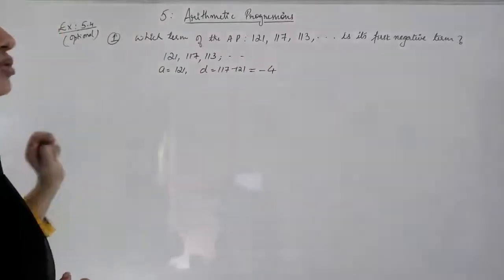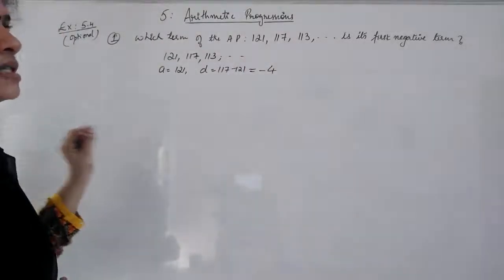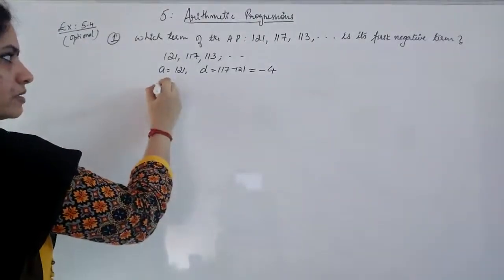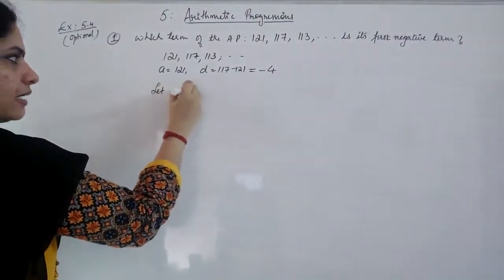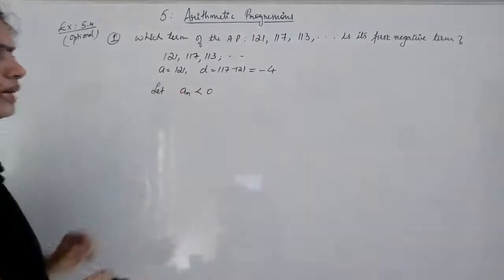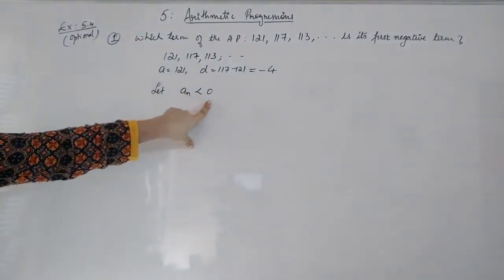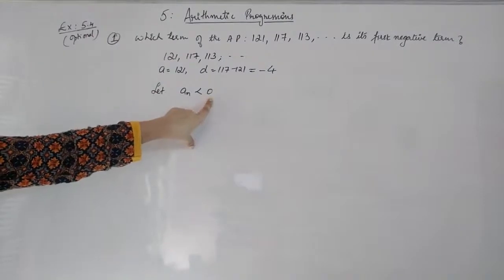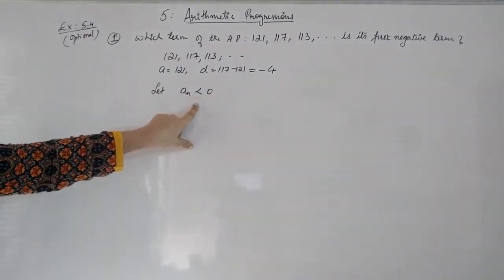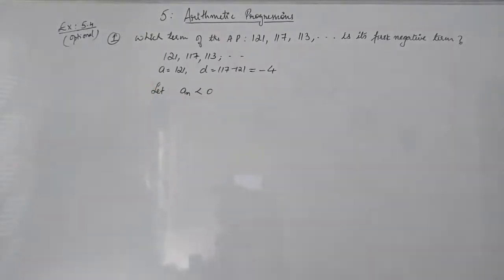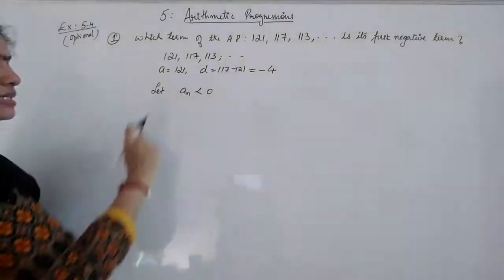Now what you have to do is the main thing. First negative term means we have to choose an. Let that an be less than 0. Why are we taking less than 0? This nth term should give you a negative number, and negative number means it is less than 0. This is the important thing from where you have to start, and this will give you the condition for what n should be. Okay, let an be less than 0.